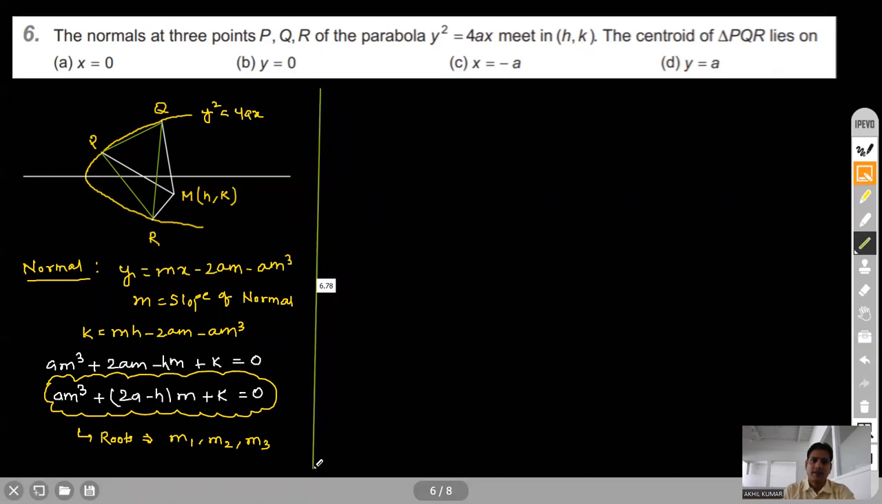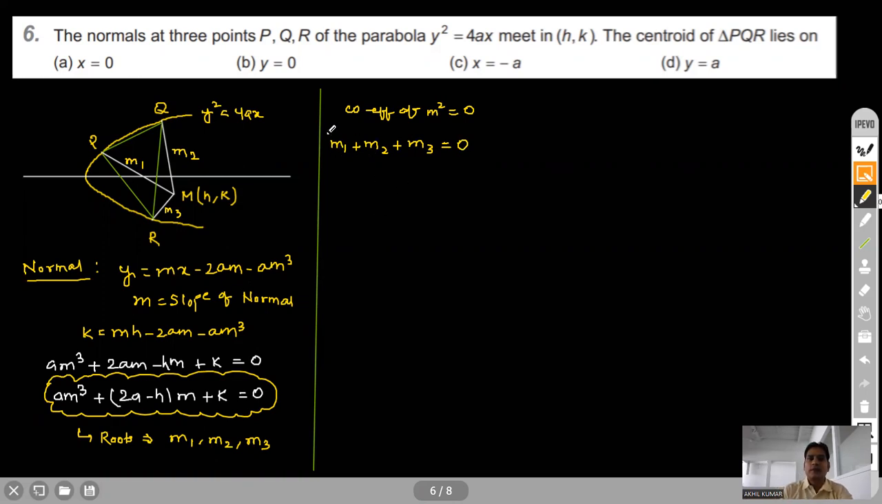Now, what does it mean? What are these m1, m2, and m3? These will be the slopes of these normals. Suppose this is our m1, the slope of PQ is m2, and the slope of MR is m3. Is it okay to everyone? So now let's observe this cubic. The coefficient of m square is missing here. So what will be the sum of roots? m1 plus m2 plus m3 will be equal to 0. Is it okay?